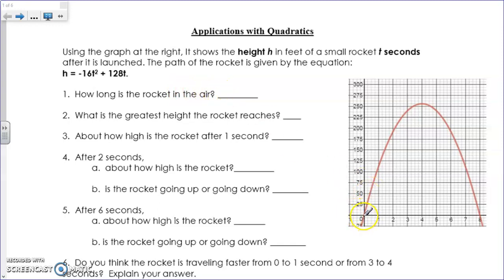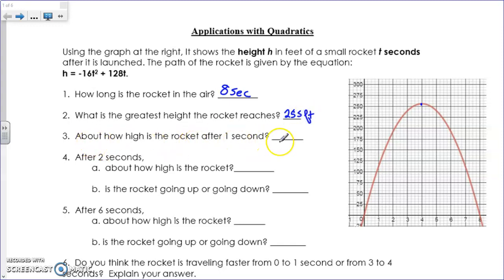So here is where it started. Bam, in 8 seconds, it lands. What is the greatest height the rocket reaches? That would be our vertex here. So we're going to look at our vertex. That's almost, it's like 253, 252, 255, somewhere right there, feet.